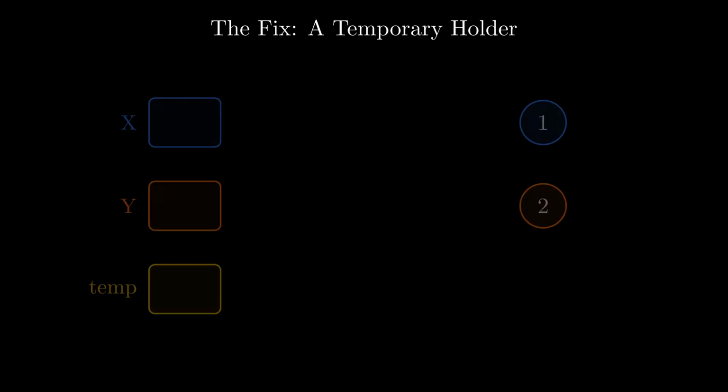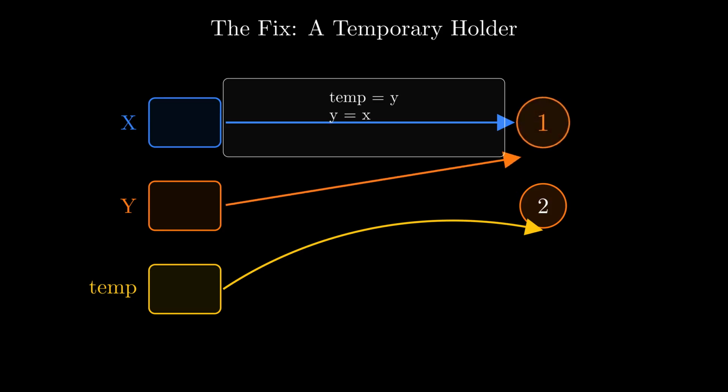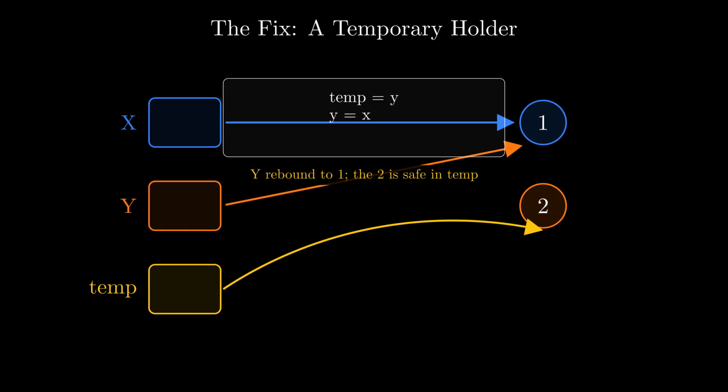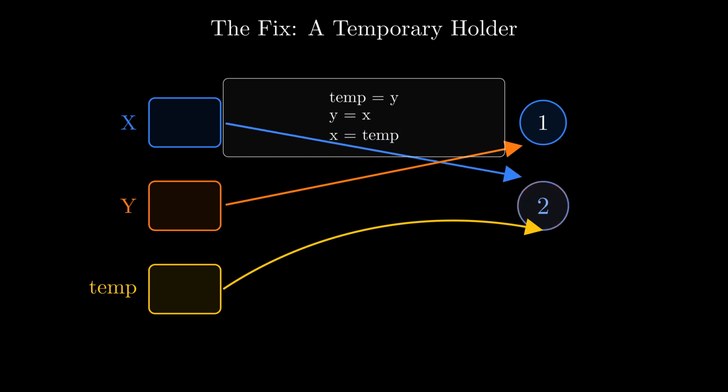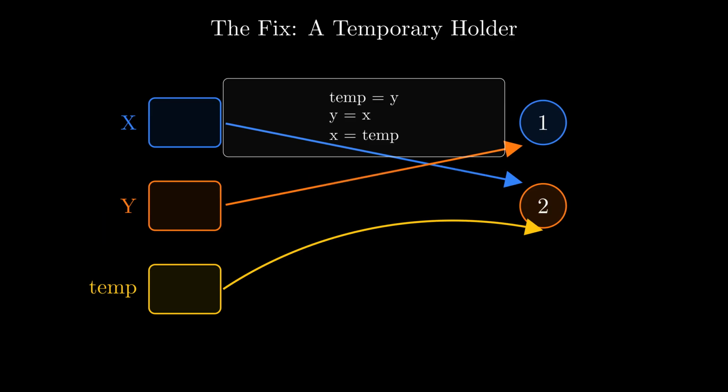The fix is a temporary holder. Before overwriting y, stash its value somewhere safe. 3 lines. Temp is set to y, temp catches the 2. Y is set to x, y is rebound to 1, but the 2 is safe inside temp. X is set to temp. X receives the 2 from temp. Final state, x is 2, y is 1. Swap complete. The temp variable exists for one reason. Assignment destroys the old binding, so you must preserve any value you still need before it gets clobbered. This pattern shows up everywhere. Anywhere you mutate state, something has to hold the past for a moment.